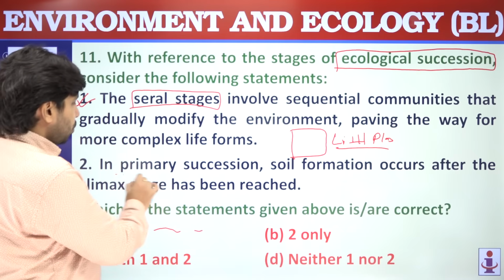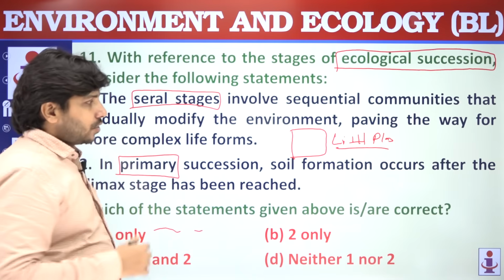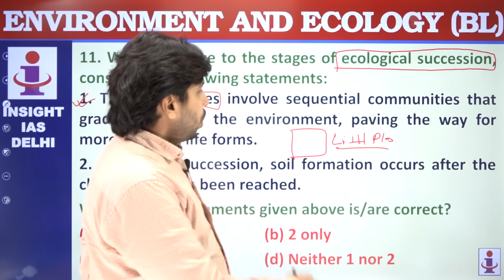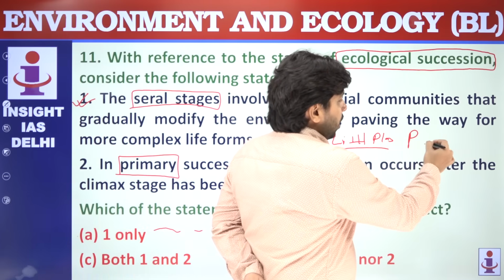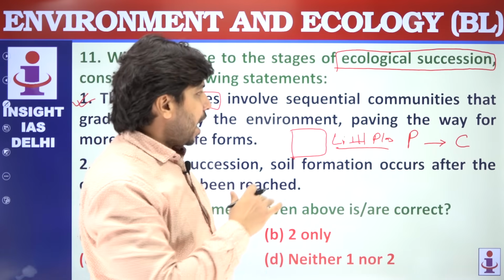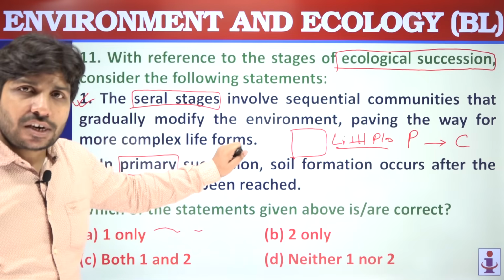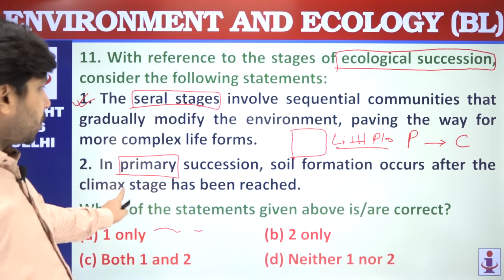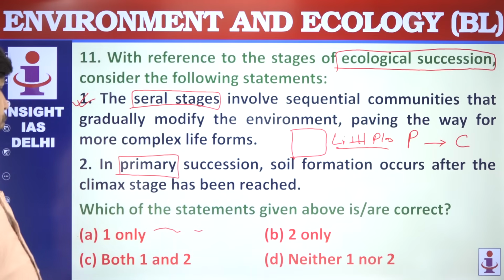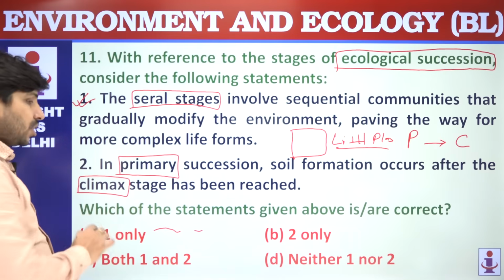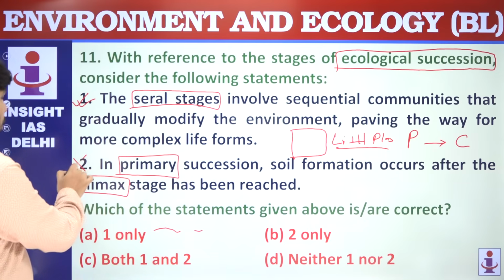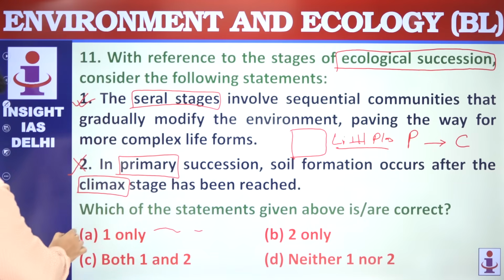In primary succession, so succession is of two types, different categories. So succession first is primary, then middle, and then climax. Primary to climax level of ecological succession will happen in different serial stages, right? But it is saying that in primary succession soil formation occurs after the climax stage. No, primary succession happens first, climax happens in the end. So statement 2 is not correct. So only 1 is the correct answer.